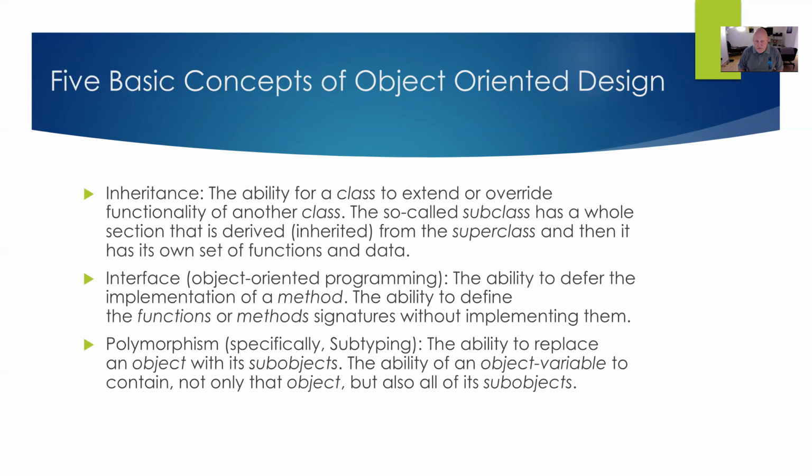And then there's the interface in object-oriented programming. The ability to defer the implementation of a method, the ability to define the functions or method signatures without implementing them. Another concept of object-oriented design is polymorphism, specifically subtyping. It's the ability to replace an object with its subobjects, the ability of an object variable to contain not only that object, but also all of its subobjects.